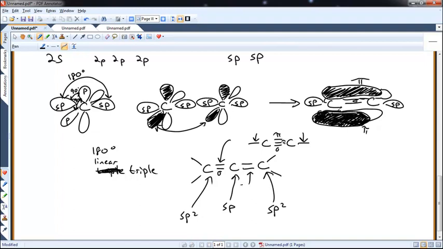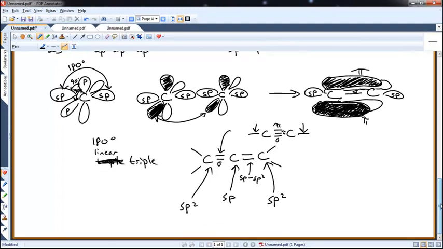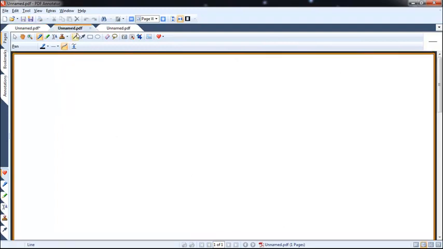Since this guy is sp hybridized, his bond comes from the sp orbital. Since this guy's sp2 hybridized, his bond comes from the sp2 orbital. Very standard test question. So you want to make sure you understand your hybridization. All you really need to look for is bonds. All single bond, sp3. Double bond, sp2. Triple bond, sp. That's simple. Cool, let's move on. I'm getting bored of this hybridization stuff.